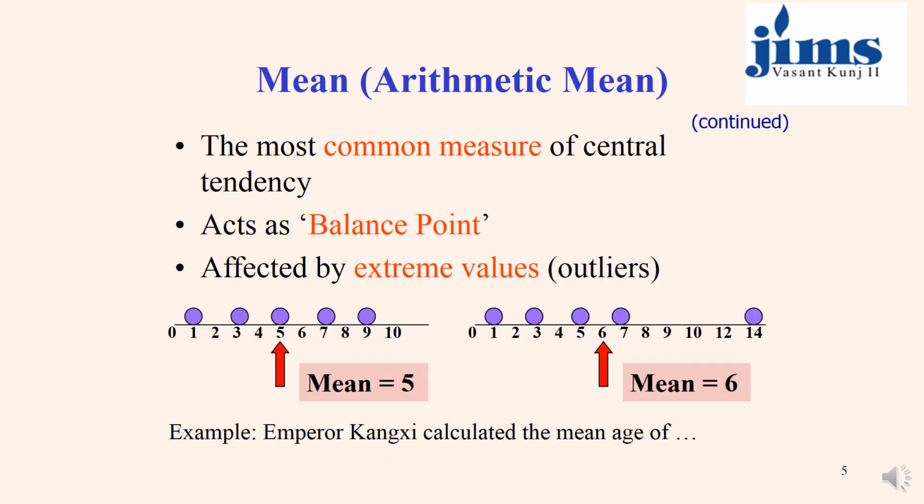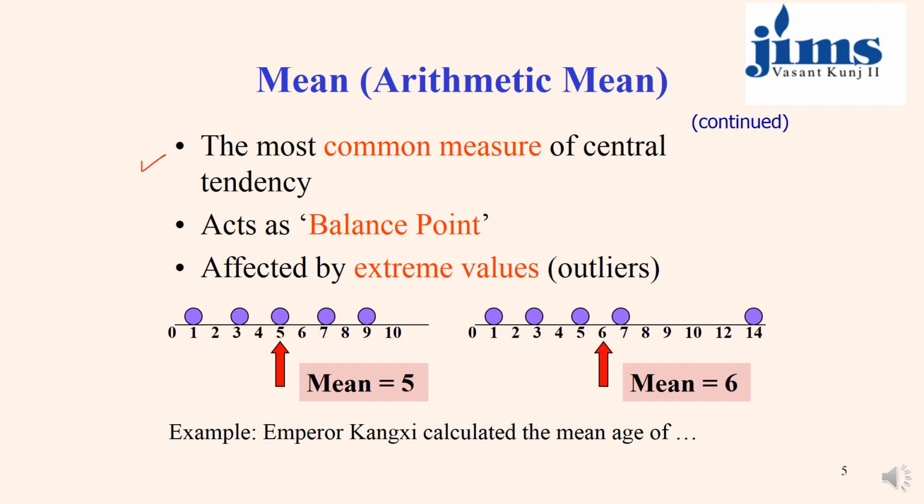Next, the mean is the most common measure of central tendency, the most commonly used. It acts as a balance point, a center point. Somebody states it is a center of gravity, it can be stated like that.